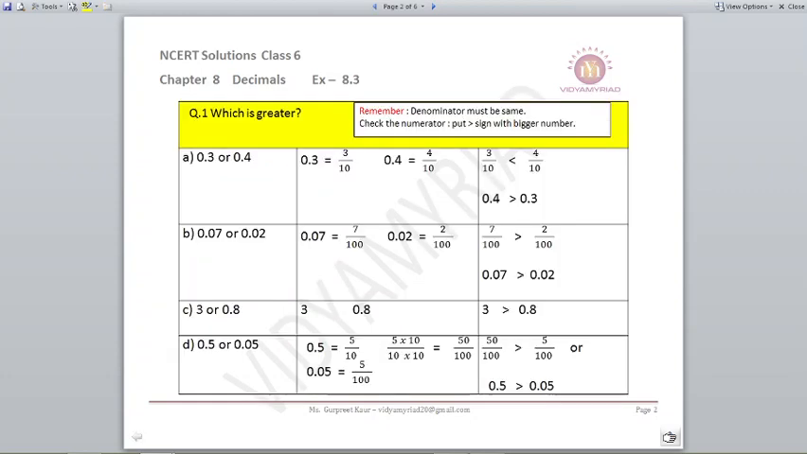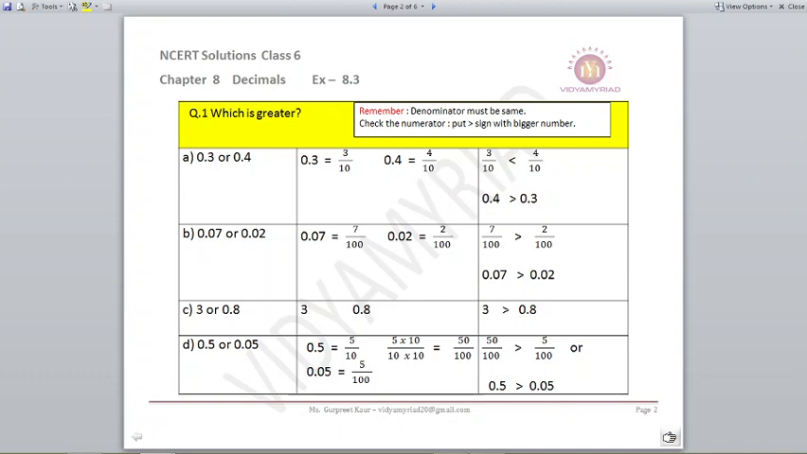Question number 1. We need to find out which is greater. Now here we need to remember two things. Now you were given the question in the decimals. First you will convert these decimals into fraction form and see whether the denominators are same or not. If they are not same, we will try to make it same. And once the denominator becomes same, like it should be 10 or 100 or 1000, both the numbers should have the same denominator. Then on the basis of the numerator, whichever number is bigger, we will put the greater sign.